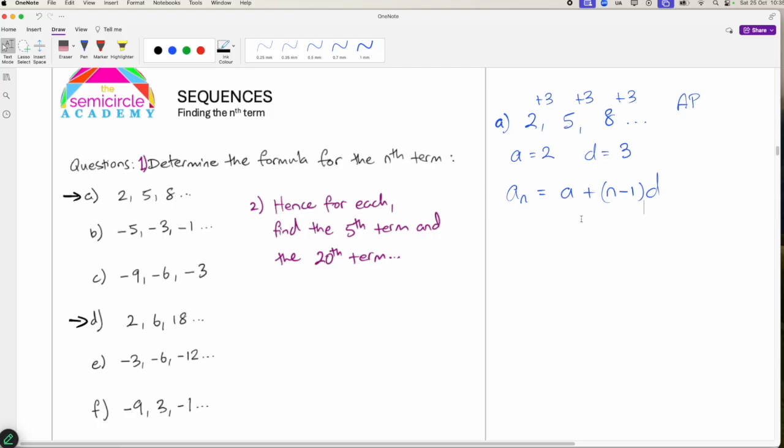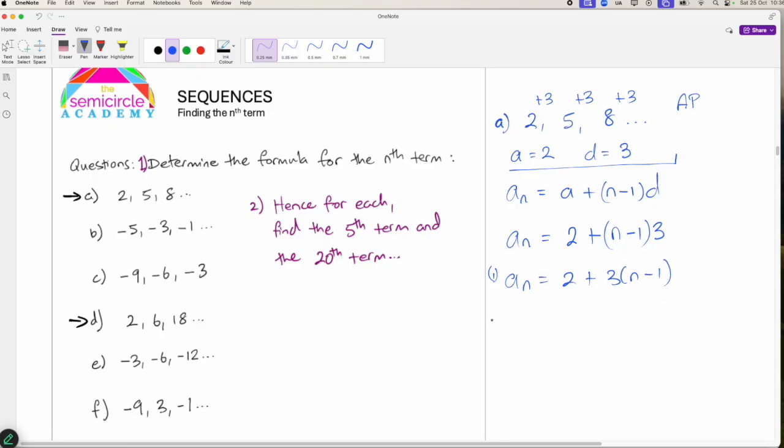So, all right. This is the formula here. The first thing I had to do is determine the formula for the nth term for this particular sequence. So therefore, a subscript n is going to be the first term, which is 2, plus n minus 1 times the 3. So the formula for part 1 will be 2 plus 3 into n minus 1. This is the formula.